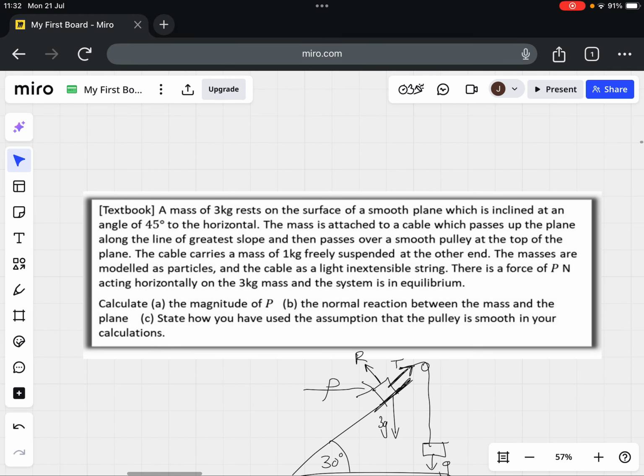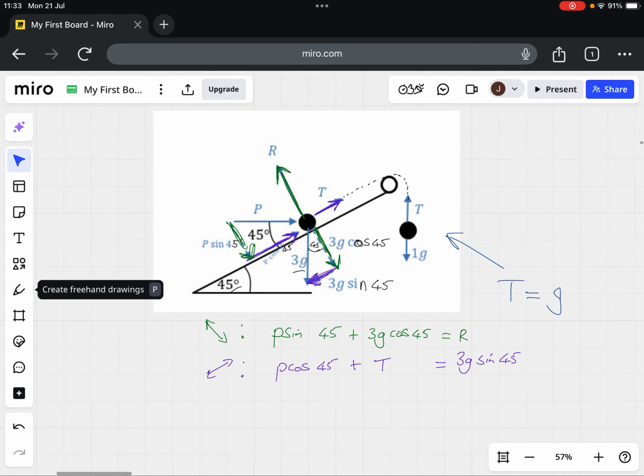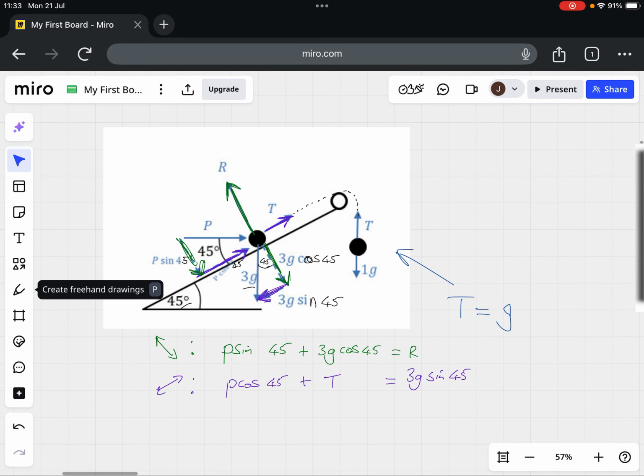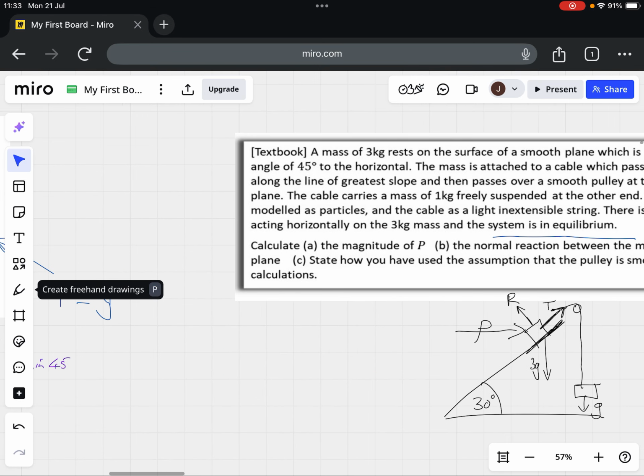So the masses are modelled as particles. Where did it say equilibrium? Okay, the system is in equilibrium, it says. Okay, the system is in equilibrium. So that's how I get that. This one, I'm doing the same thing as well. So you get your three equations here.